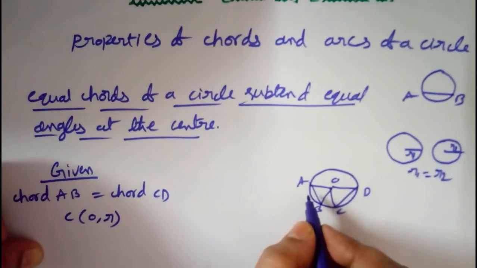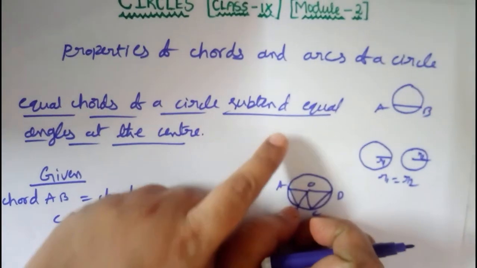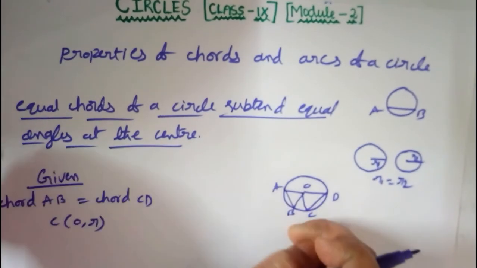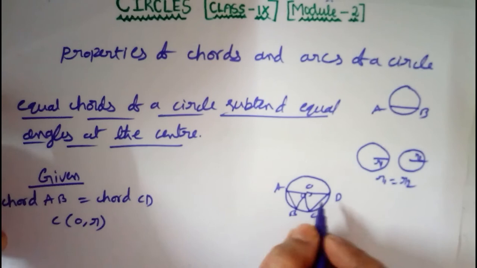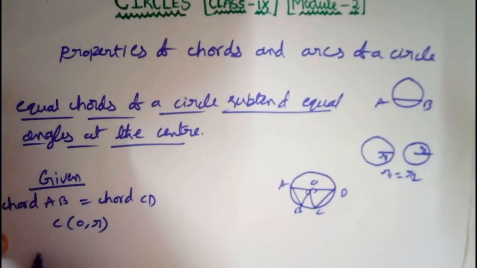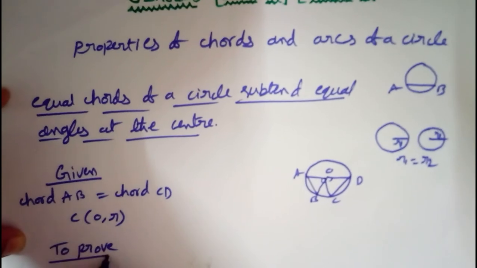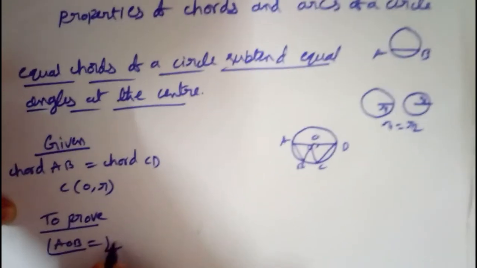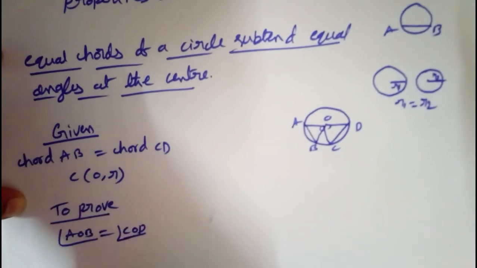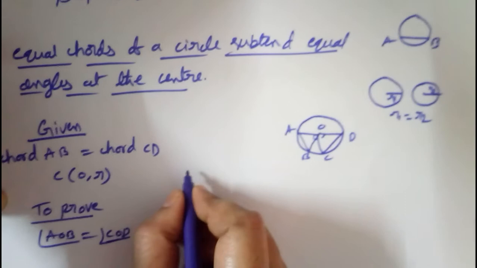You have to prove angle AOB is equal to angle COD. Subtend equal angles at the center, that means these two angles AOB and COD are equal. You have to prove. What is to prove? Angle AOB is equal to angle COD. Now proof.